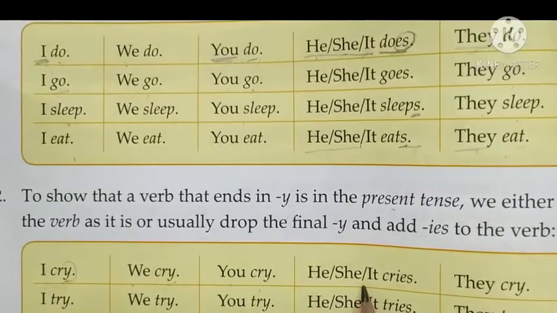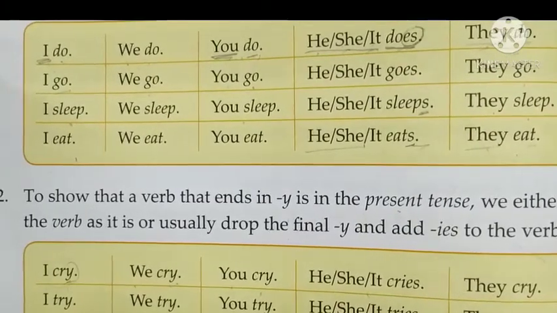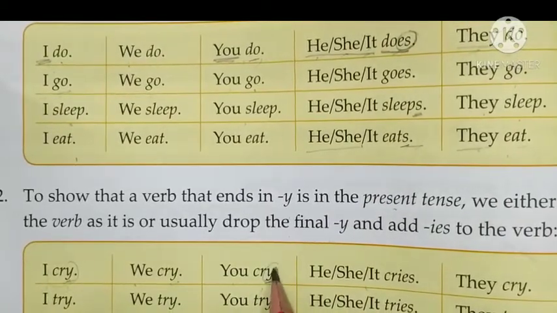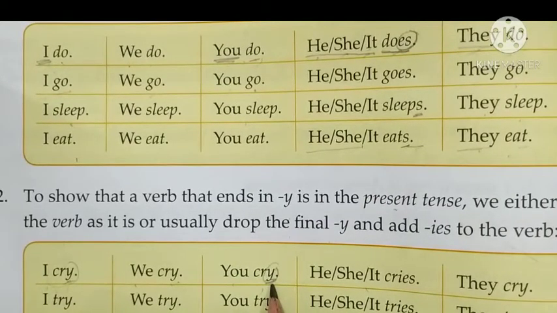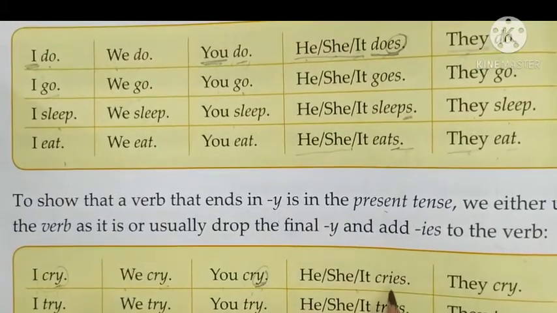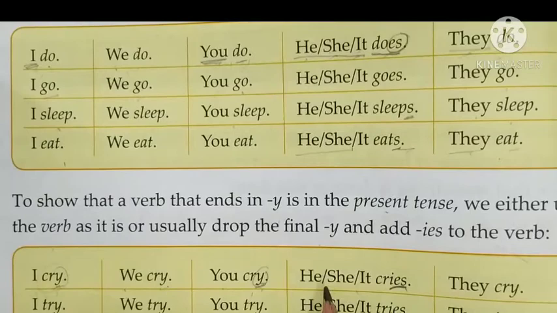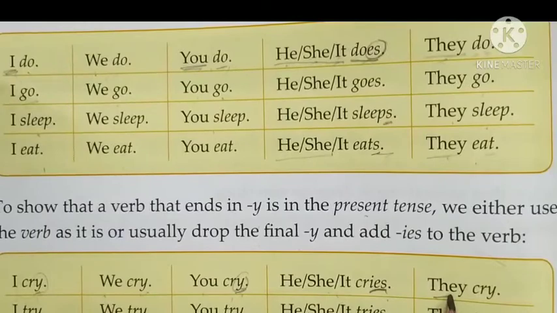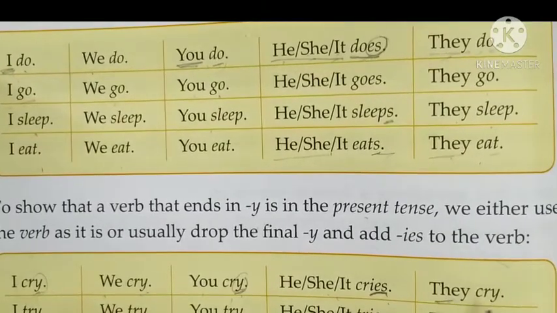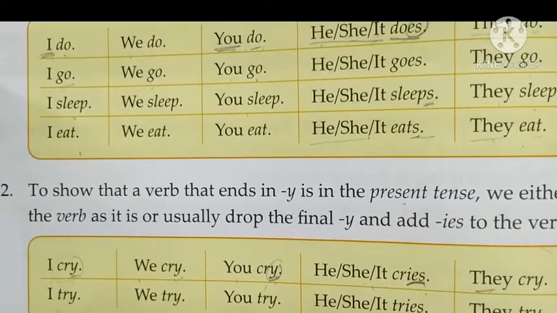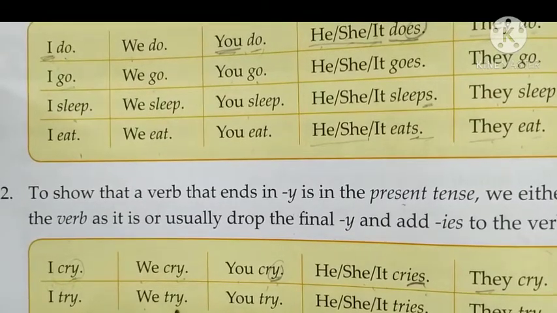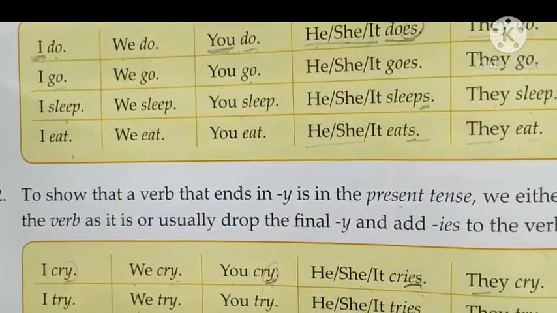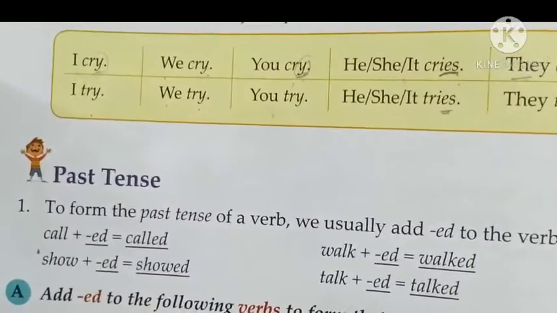Now he, she, it, we have to add s. So how will we do it? We'll not write crys. It is wrong. We will remove this last y alphabet, and in place of that, what will we add? ies. So it becomes he cries, she cries, it cries. They is again plural, so no s or ies. So simply they cry. Similar example again: I try, we try, you try, he, she, it tries. They try.